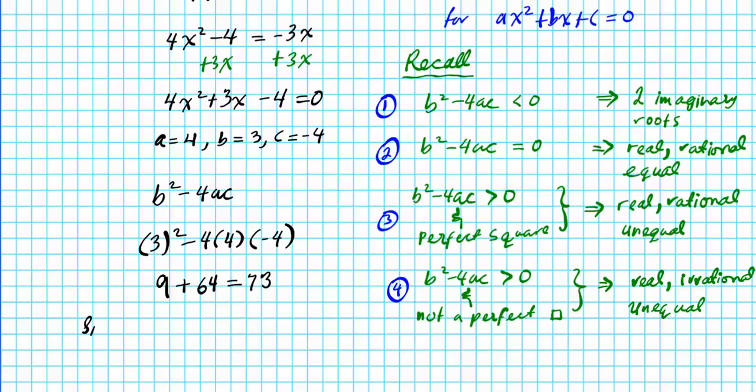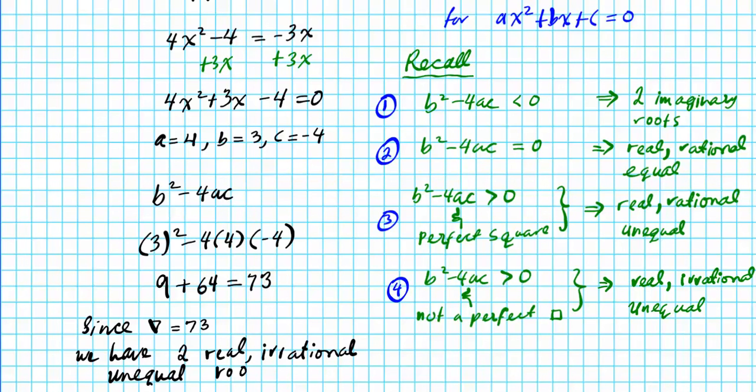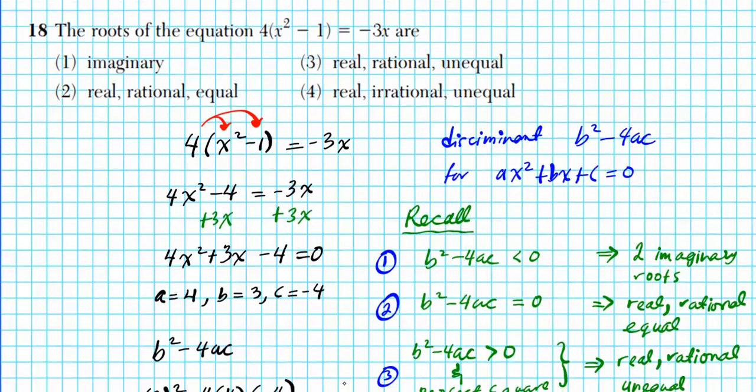Okay, now since the discriminant, this is a symbol for discriminant, FYI, is equal to 73, is basically bigger than 0 and not perfect, we have two real irrational roots that are unequal. This answer conforms to case number 4. Okay, discriminant that's greater than 0 and not a perfect square. 73 is not a perfect square. Okay, so you have two real irrational roots that are unequal. Our answer is, let me see, option real, irrational, unequal, option 4.